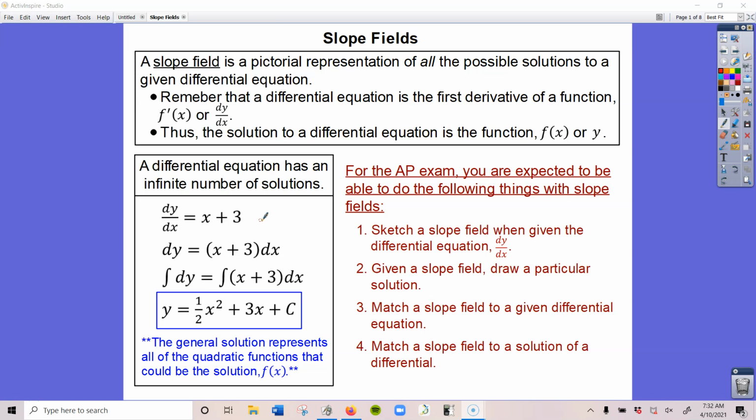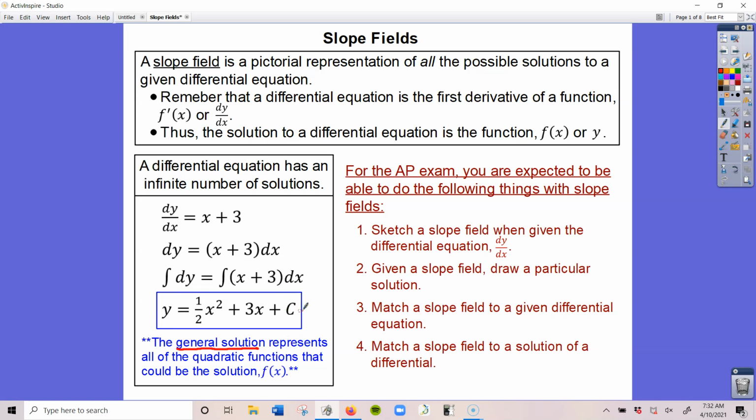Now let's say you had this particular differential equation: dy/dx is equal to x plus 3. If we go through the steps of solving for the function, we would have to separate the variables and integrate both sides, and we would get y equals half of x squared plus 3x plus c. This is what we know as the general solution, and this represents all of the quadratic functions that could be the solution f of x.